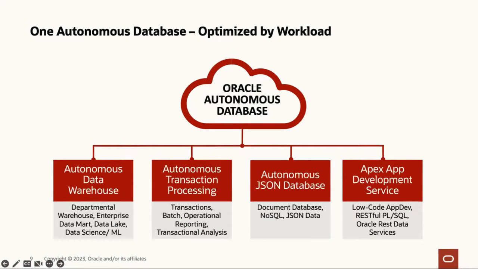This will be integrated with Application Express, and it is meant to help you develop and deploy low-code applications in a fully managed and secure environment. All of these different types of Oracle Autonomous Database will come with Oracle Graph and Oracle Machine Learning as well.